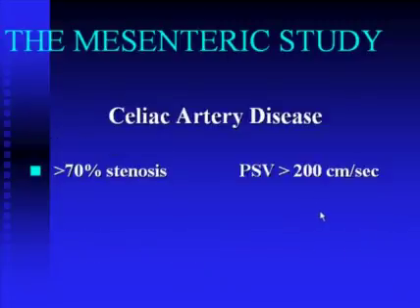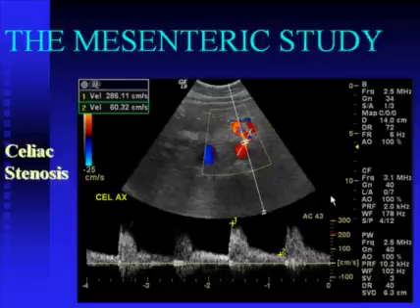The criteria are very simple and straightforward. You're only interested in hemodynamically significant stenoses in the celiac and superior mesenteric artery particularly, and that corresponds to a greater than 70% diameter reduction. If the peak systolic velocity in the celiac trunk exceeds 200 centimeters per second, it exceeds that threshold, and you have good grounds for making the diagnosis of a significant stenosis in the celiac artery.